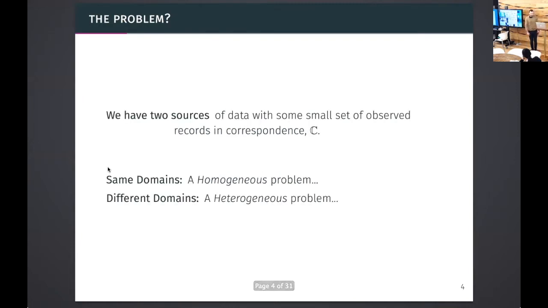If the data comes from the same domain, say, images, rotated images, that's a homogeneous problem. If it comes from different domains, say images in RGB space versus images in grayscale, or images and text, we'll call that a heterogeneous problem. Most of the problems that we encounter fall into the heterogeneous category. And although I can't give you exact details, most of the time we're not dealing with images, it's like customer data.